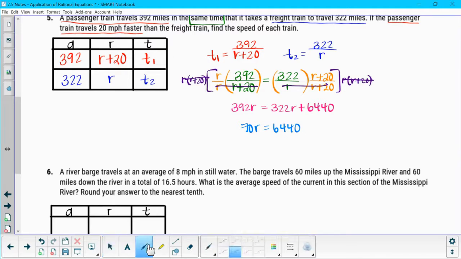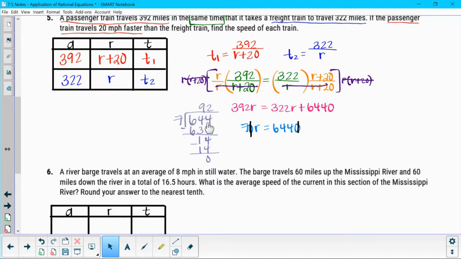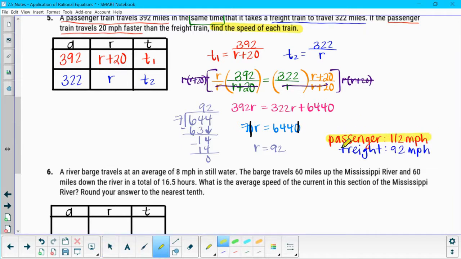6,440. Now remember our trick, if they all end in zeros, we can simplify a little bit by technically dividing by 10. And here I just went ahead and did some long division. I divided 644 by 7 and I got 92. So R is equal to 92. And remember, R is representing the speed of our freight train. So let's go ahead and answer the question because they asked, find the speed of each train. So my freight train is going 92 miles per hour, but my passenger train goes 20 miles per hour faster. So that's 112. So here is my final answer.